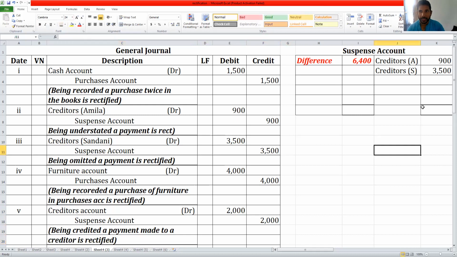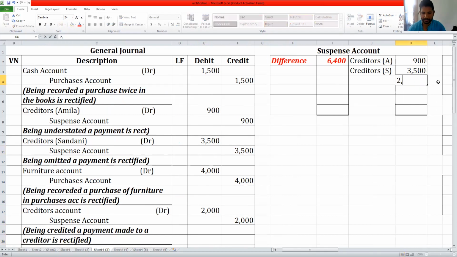Credit 2,000 here. Creditor. Here it is Kapila.